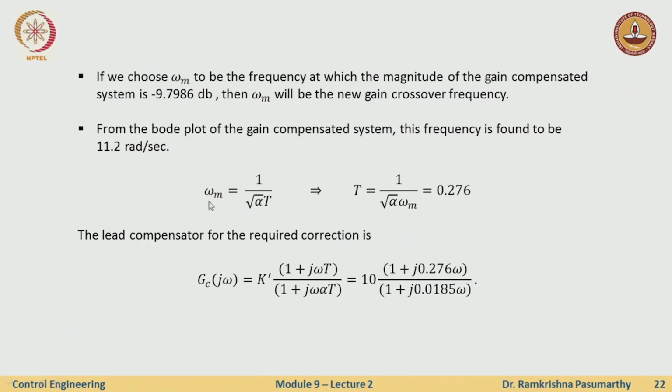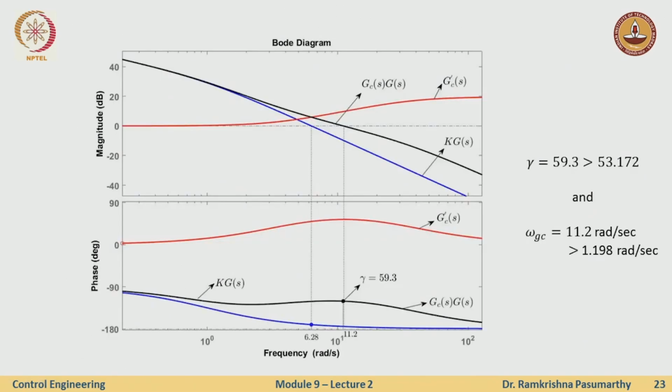Now once I know the omega m, I could compute easily what is the t. Once I know the t, I can get the structure for the compensator, and what this gives me is, well, this is very nice here. So this gives me a gain margin of 59, well, which is perfect. This is exactly what I want, right. And the gain crossover frequency here is 11.2, right.